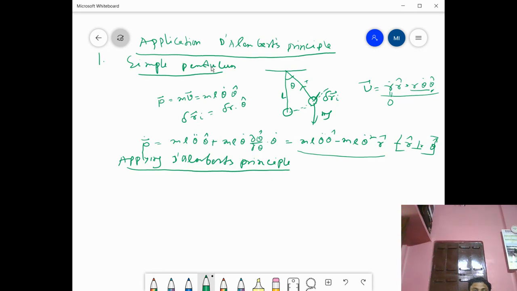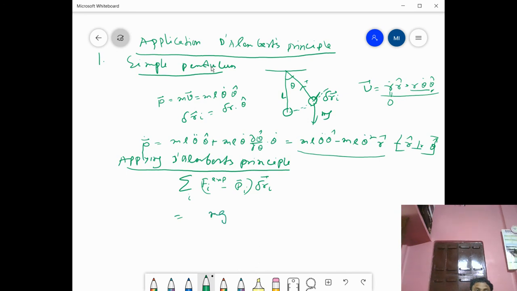D'Alembert's principle, we see that one particle is involved, so we are not giving the summation. Actually, the principle was that the sum of (F_i external minus p_i dot) dot delta r_i equals 0, right?